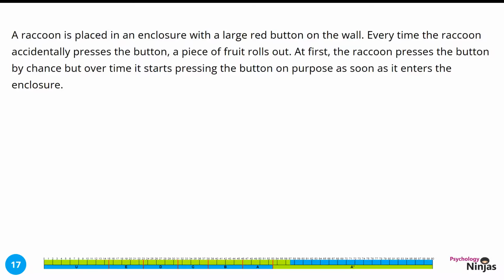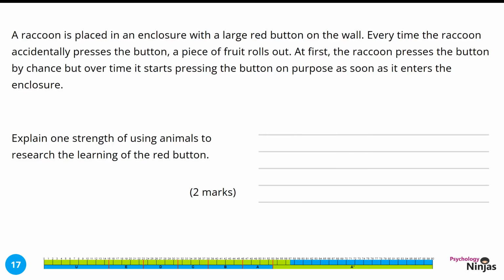A raccoon is placed in an enclosure with a large red button on the wall. Every time the raccoon accidentally presses the button, a piece of fruit rolls out. At first, the raccoon presses the button by chance, but over time, it starts pressing the button on purpose as soon as it enters the enclosure. Explain one strength of using animals to research the learning of the red button.